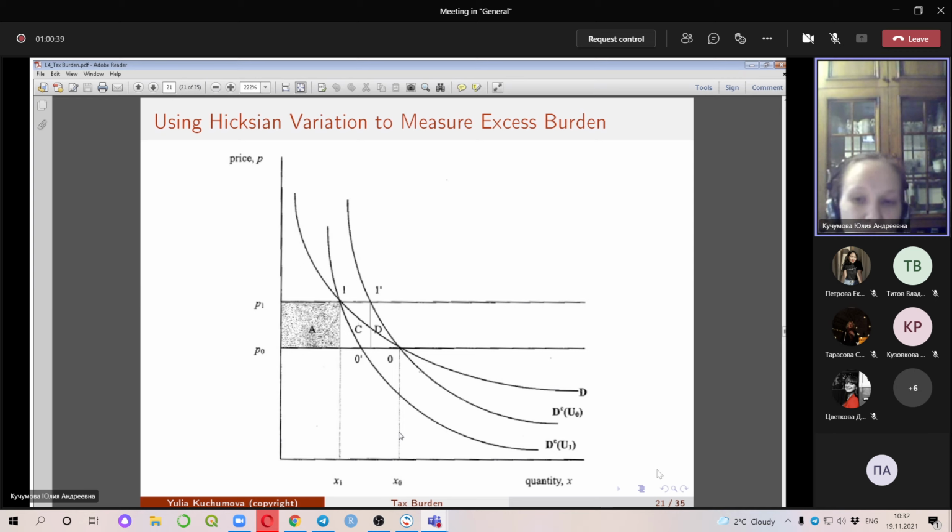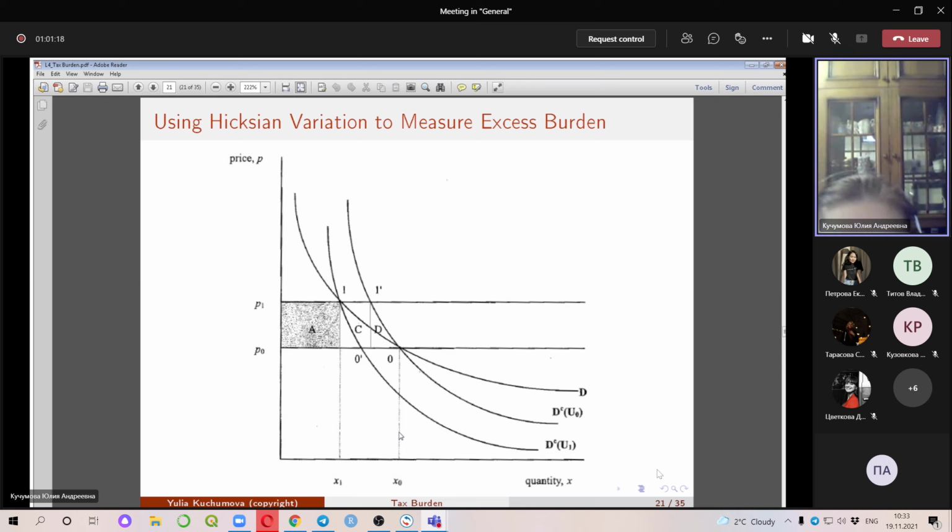So don't be confused, because in the formula I denoted the compensated demand by XC, and here in the graph you see DC. It's exactly the same thing, just different notation, because I copied the graph from the Handbook of Public Economics, the reference I gave you at the very beginning. Okay, then CV, as we already understand, is equal to area A plus C plus D.